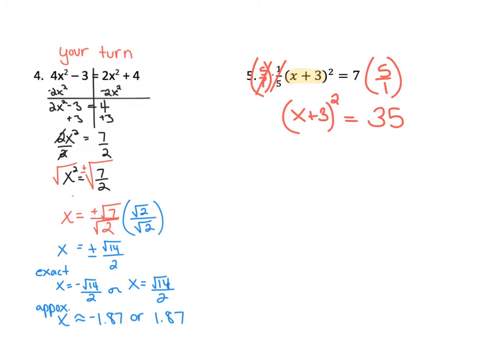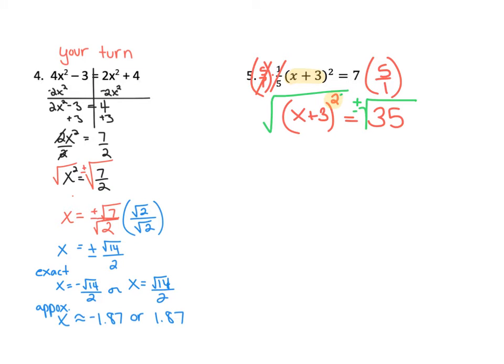Now I have this x plus 3 to the second, so I need to get rid of this exponent of 2. How do I do that? Well, the opposite of squaring is to take the square root. So here's what I'm going to do. I'm going to draw the square root sign on both sides. The moment I do that, I'm going to put that plus or minus right out front of this 35.